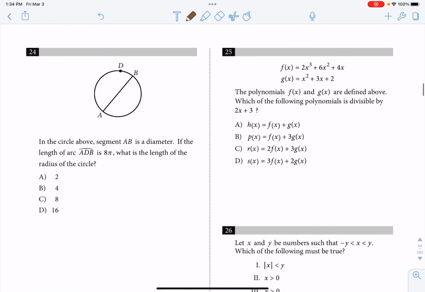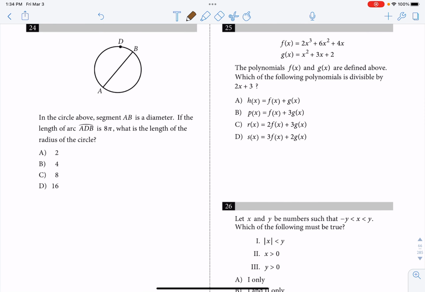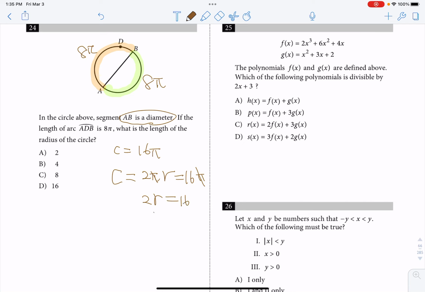And then in the circle above, segment AB is a diameter. If the length of arc ADB is 8 pi, then you can conclude this other portion will also be 8 pi because it's half of the circumference. So the total circumference will be 16 pi. What is the length of the radius of the circle? The circumference formula is 2 pi r, and that is 16 pi. Pi cancels out, 2r equals 16, so the radius will be 8. That's how you can find the radius.